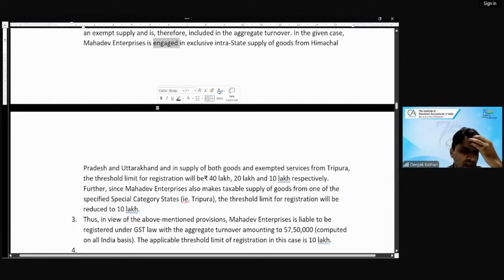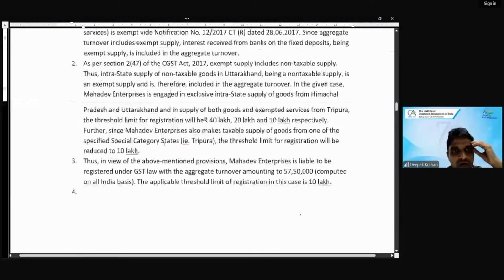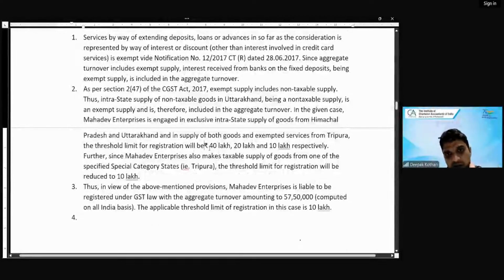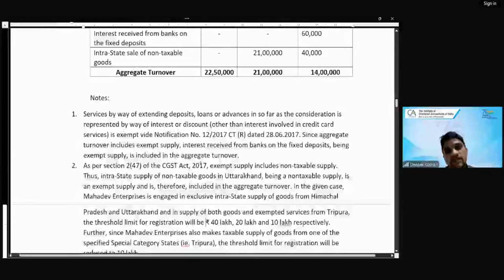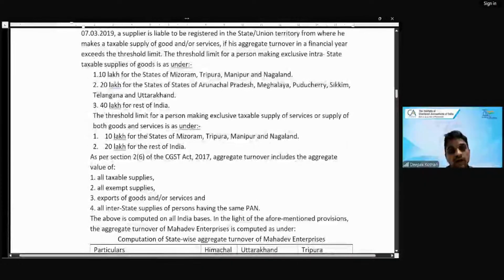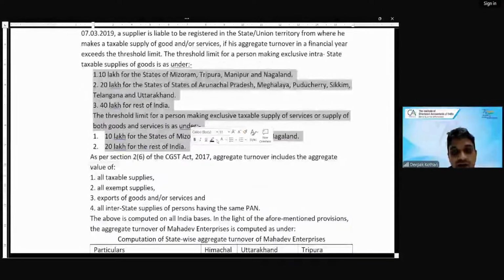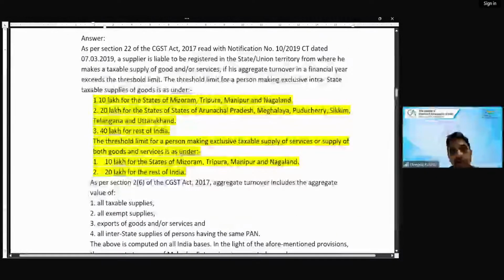See, if you give more clarity, it is much better, right? But if you can make this answer concise, you can. The question does not require you to specify these things, which are given for your information, like 10 lakhs in the state of Mizoram, 20 lakhs, these things, which I will highlight now. This may not be required. Okay. This yellow part will not be required.